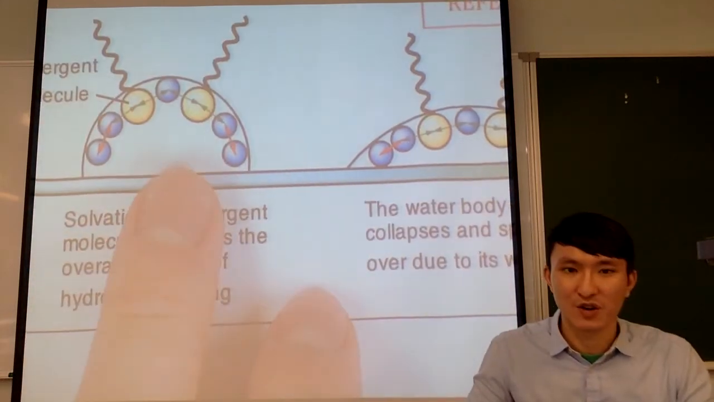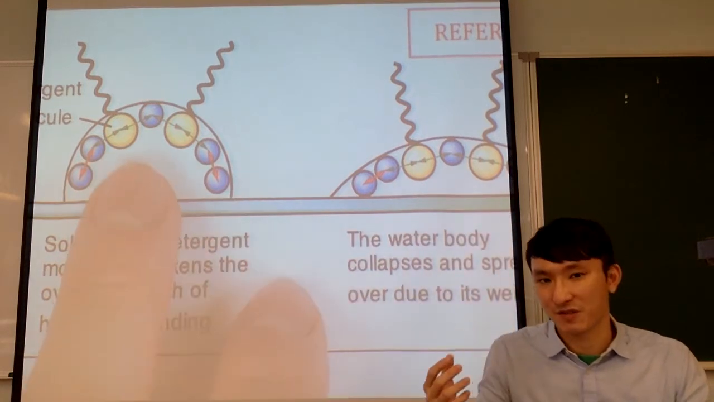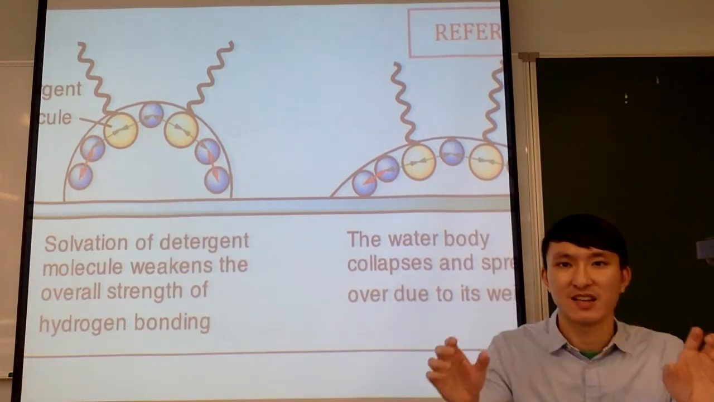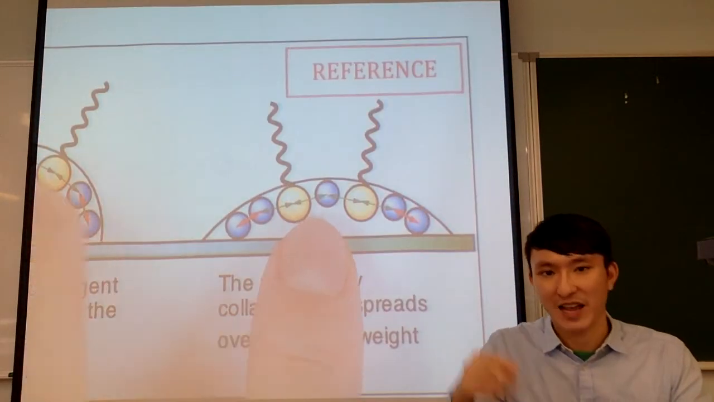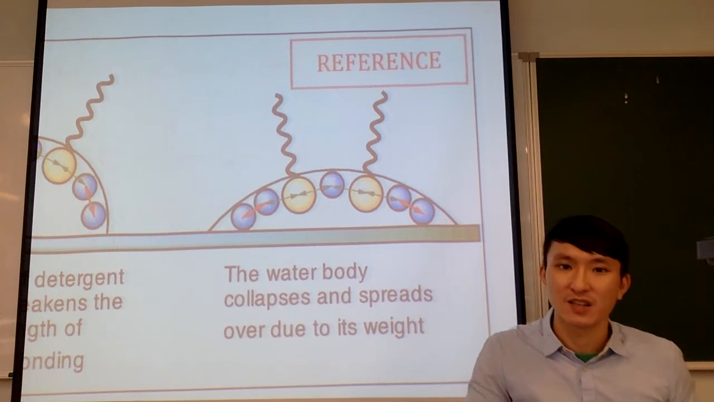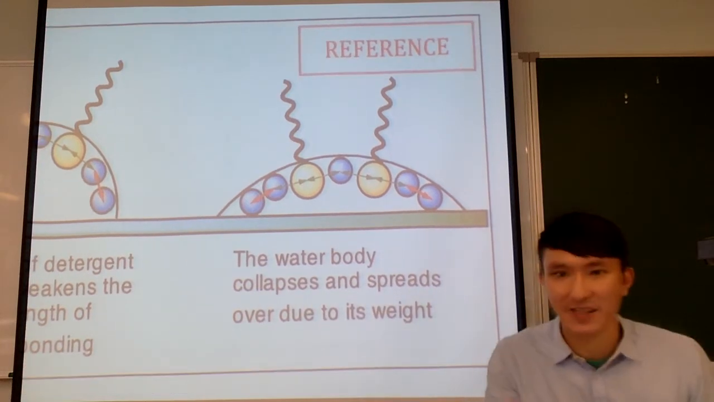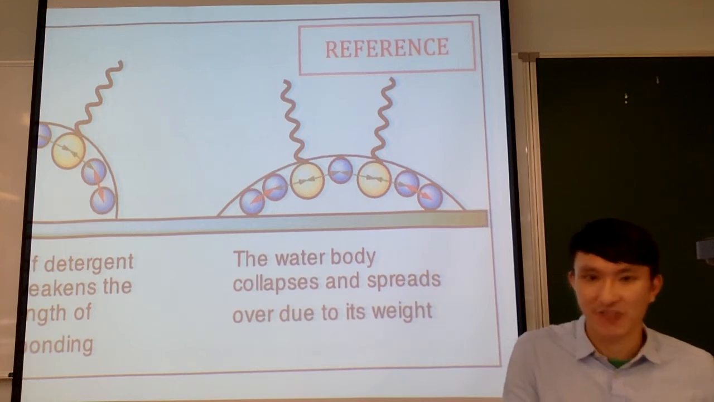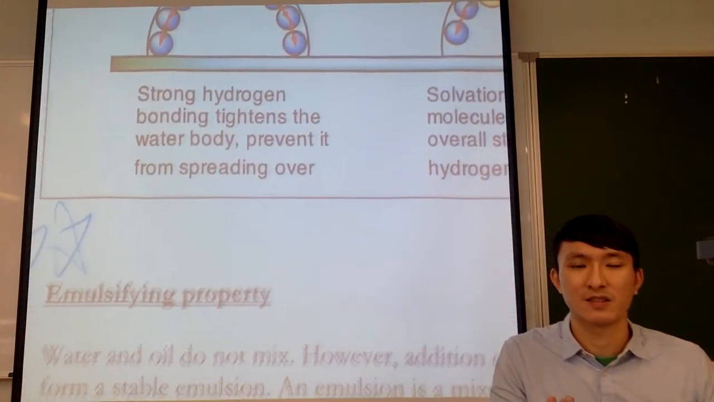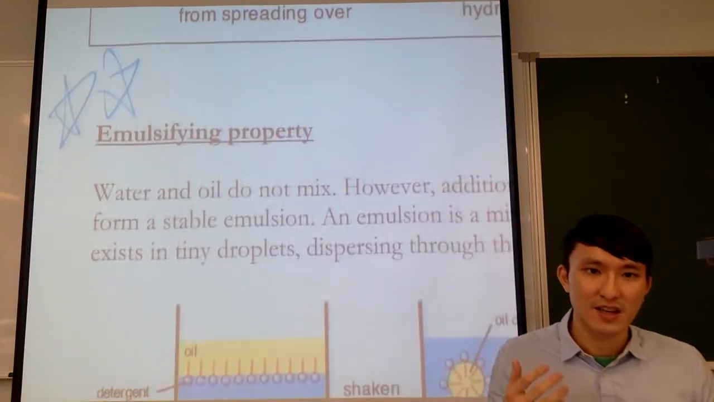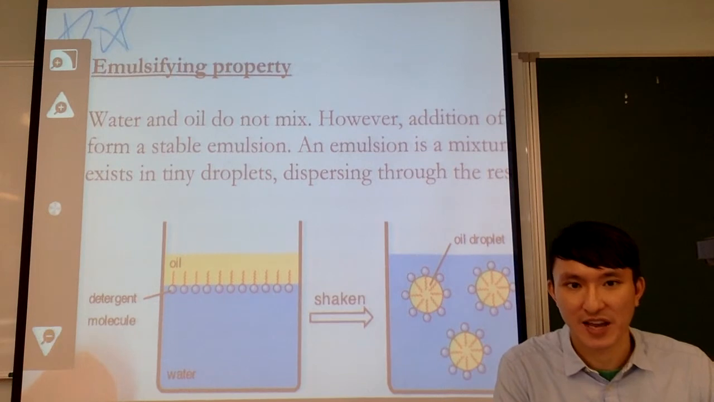But here, once the intermolecular force is weaker, then the gravitational pull is stronger than the tension at the surface, and therefore there is a net force acting downward, flattening out the water layer. Okay? Some physics kicks in, hopefully you can understand. If you don't understand, it's fine, it is not the DSE focus. Okay, so down here, this is important. This one you need to understand.